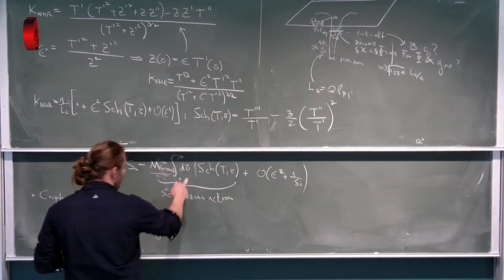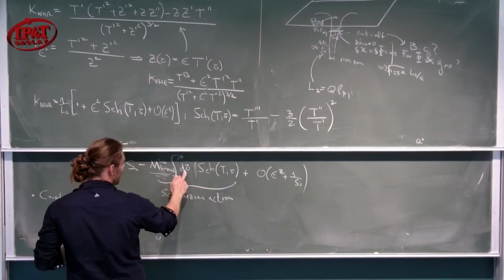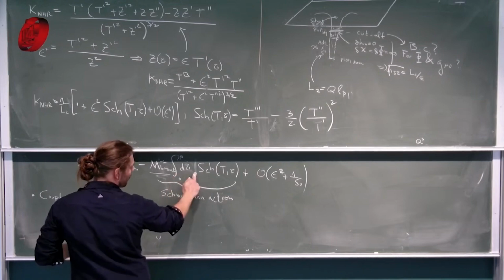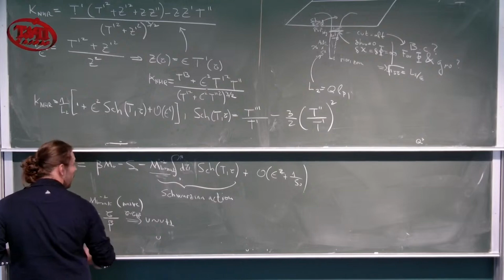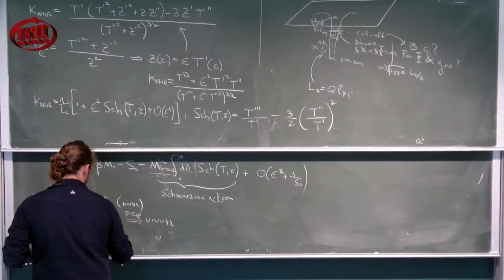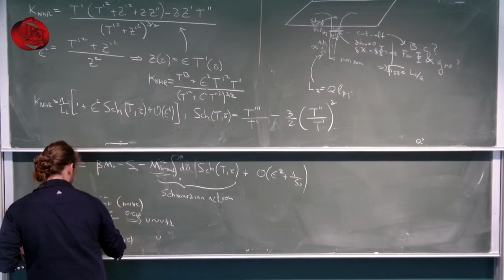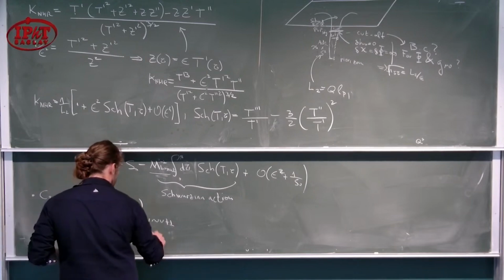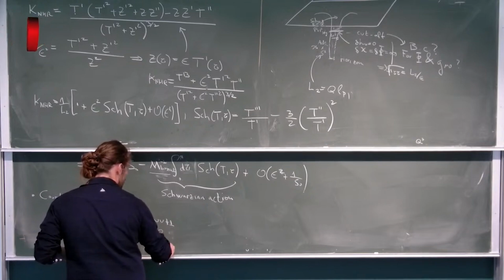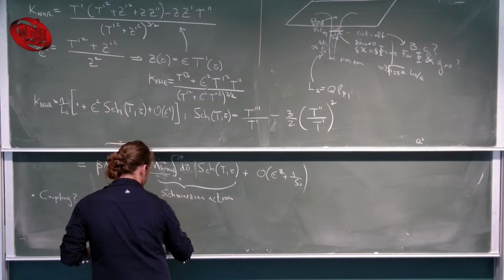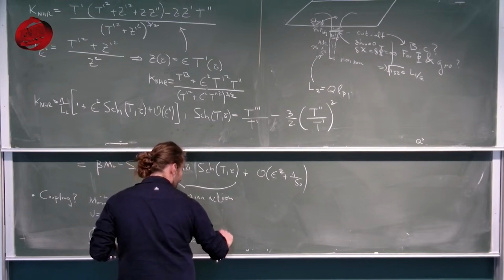Accounting for the change of variable, 1 over beta squared, sorry, accounting for the change of variable in the integration measure, we get that the integral d tau times the Schwarzian of t and tau, from 0 to beta, is equal to 1 over beta, integral from 0 to 1 du Schwarzian of t and u.